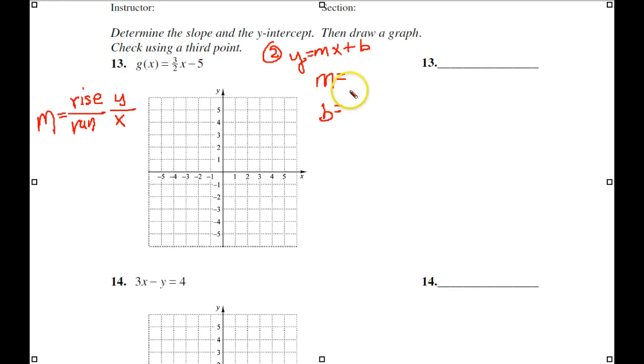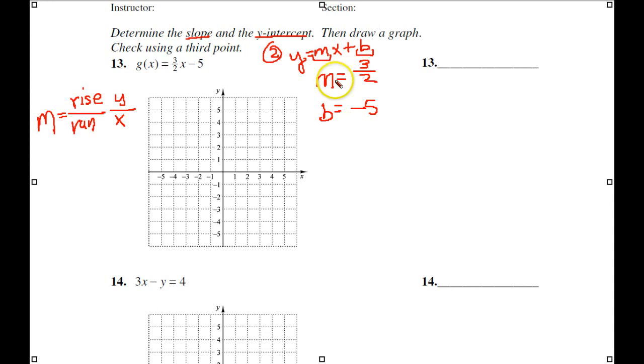Okay, as we go on to number 13, they're asking us to determine the slope and the y-intercept, and then using these two items to draw the graph. Well, remember, whatever's in the M position is the slope, and whatever's in the B position is the y-intercept. So our slope here is going to be 3 over 2, and our y-intercept is going to be negative 5. Now, this is an easy way to graph. So watch what I'm going to do.